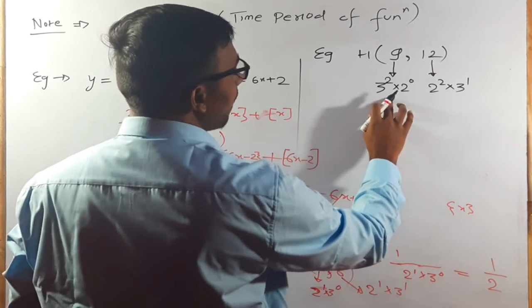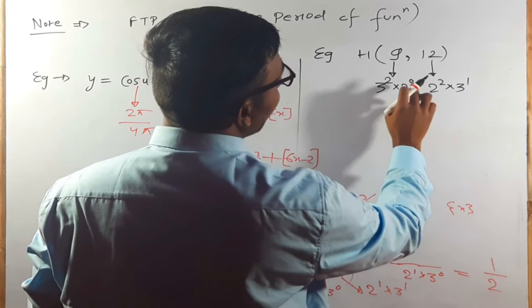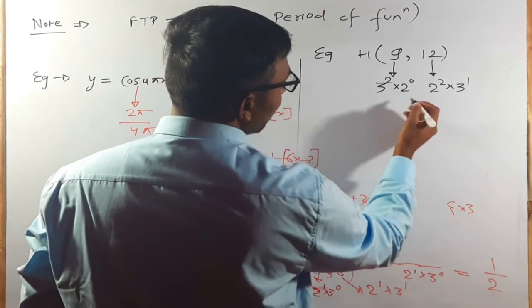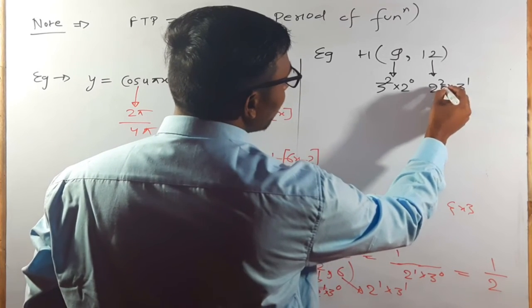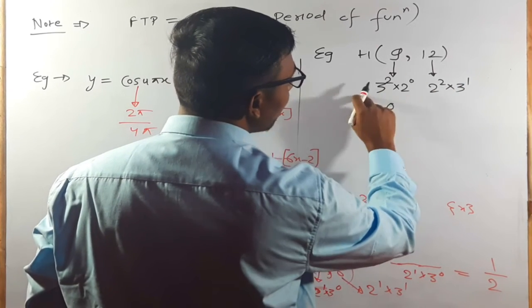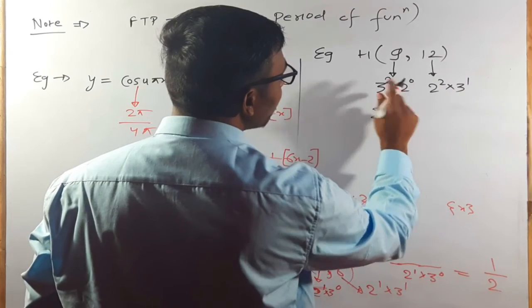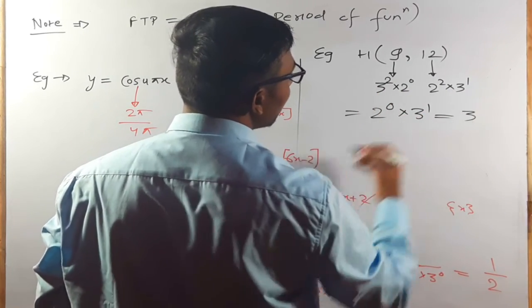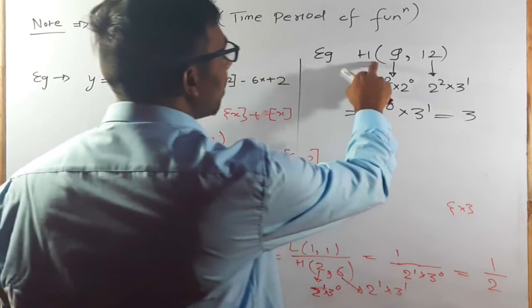We will choose the minimum power of each and every prime number. So for 2, it is 2 to the power 0 and 2 to the power 2, so we choose 2 to the power 0. For the prime number 3, it is 3 to the power 1 and 3 to the power 2, so this is going to be 3 to the power 1. This is the HCF of these two numbers, 9 comma 12.